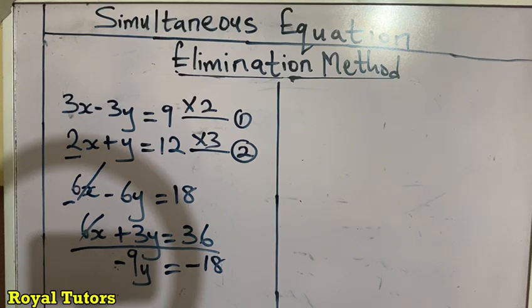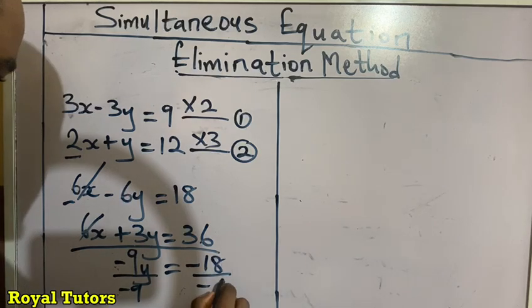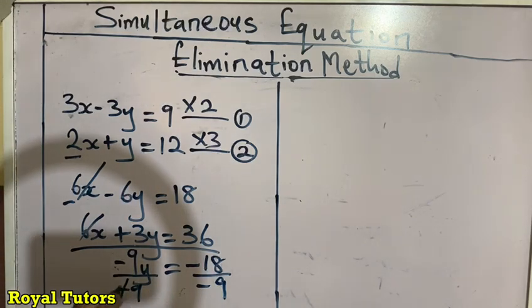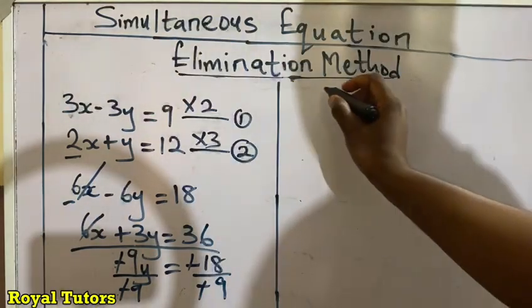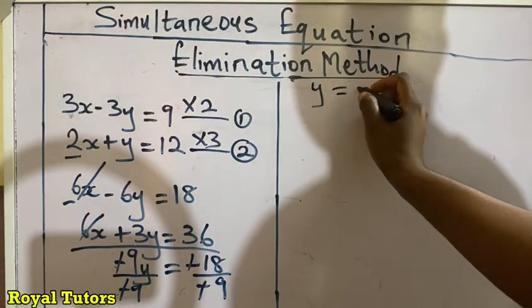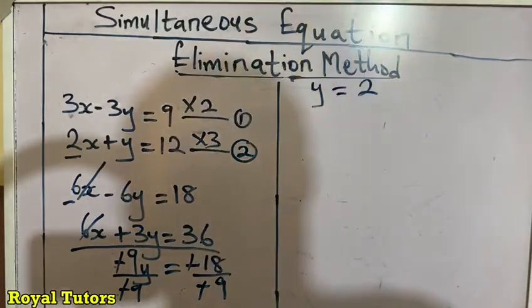We are about to find the value of our y, which is quite simple at this point. What you need to do is divide both sides by negative 9, and you have your y. So we have negative 9y over negative 9 equals negative 18 over negative 9. Negative will cancel negative, and we are able to find our y to be what? y is going to be 2, because 18 divided by 9 is 2.